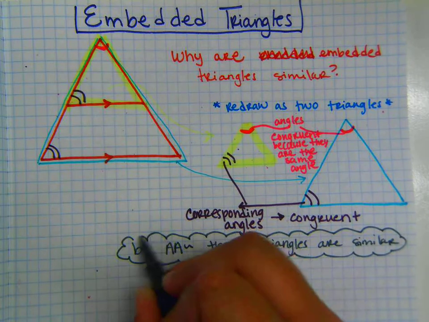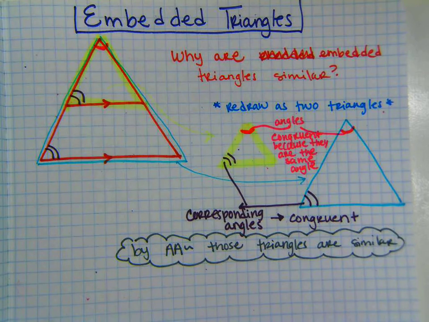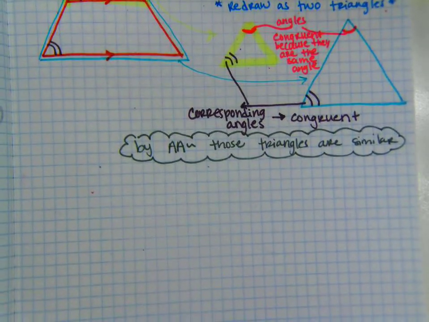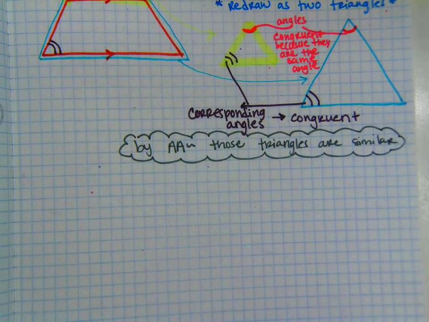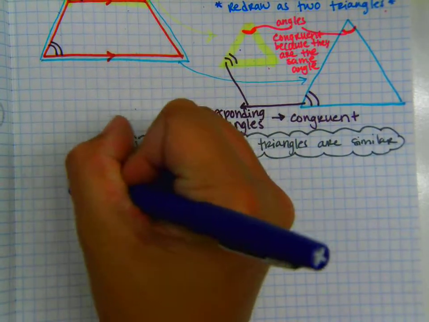And why is that important? Why is it important that those triangles are similar? Well, once we have similar triangles, then we know that the sides are proportional and we can solve for side lengths. And that's exactly what we're going to be doing in these notes, is solving for side lengths now that we know that those triangles are similar. Okay, so let's start off with an example.